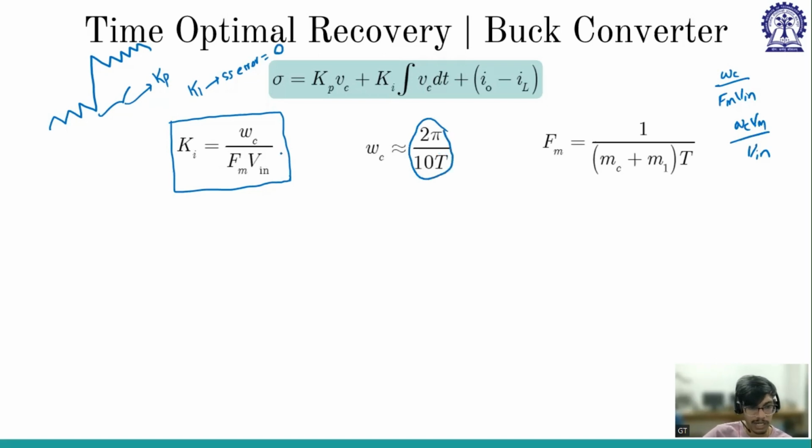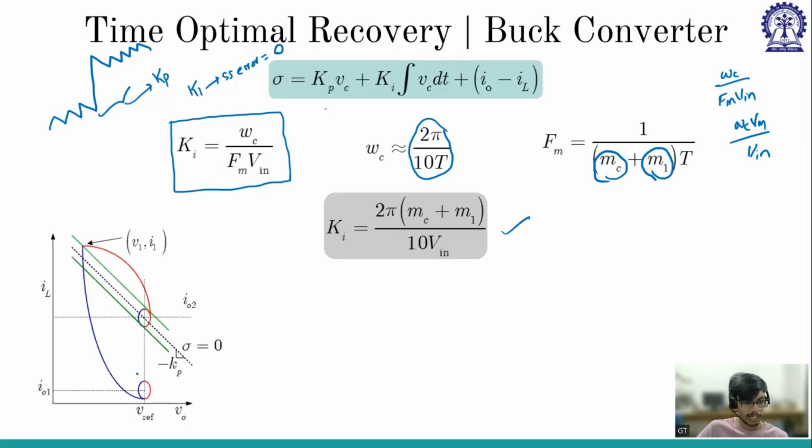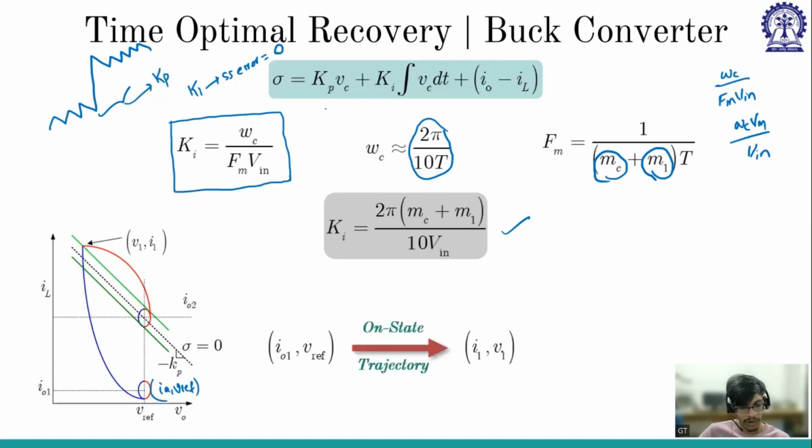The same value we are considering for KI, and Fm is the modulator gain, MC is the ramp compensation, M1 is the rising slope of the inductor current. Now Fm is 1 by (MC plus M1) into T. So that is how we got KI. Substituting this, we got the K expression. How do I get the KP expression? For the KP expression, say this is V reference, comma I01, comma V reference. And it is going to V1 comma I1, or I1 comma V1. And in the off-state trajectory, it is going to I02 comma V reference.